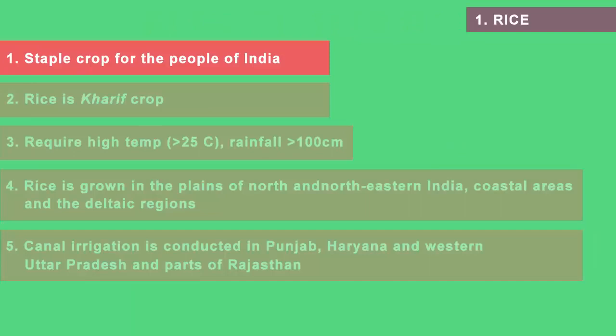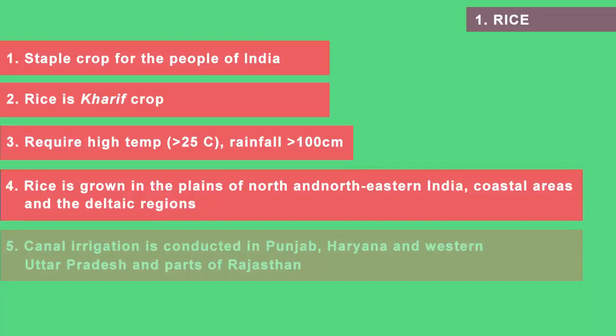The first one is rice. It is the staple food crop of a majority of the people in India. So rice is consumed in large quantity. Now always remember, rice is a Kharif crop, which means it is grown during the monsoon season in the month of June. And it requires high temperature, that is above 25 degrees Celsius, and the annual range of rainfall should be above 100 centimeters. So overall you need high temperature and a good rainfall.